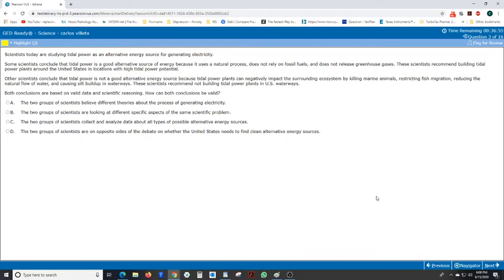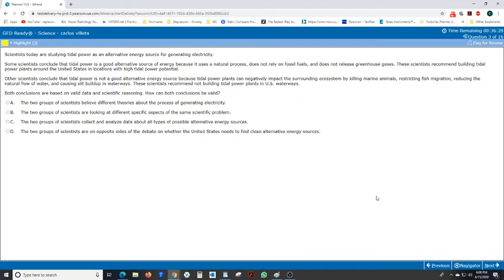Other scientists conclude that tidal power is not a good alternative energy source because tidal power plants can negatively impact the surrounding ecosystem by killing marine animals, restricting fish migration, reducing the natural flow of water, and causing silt buildup in waterways. These scientists recommend not building tidal power plants in the U.S. waterways. Okay, so it says both conclusions are based on valid data and scientific reasoning. How can they both be valid?